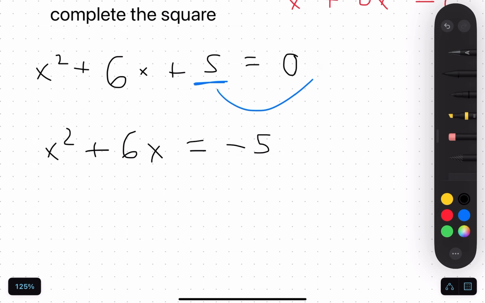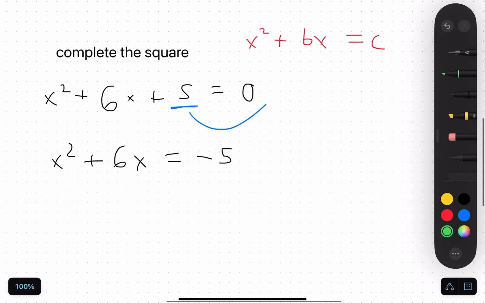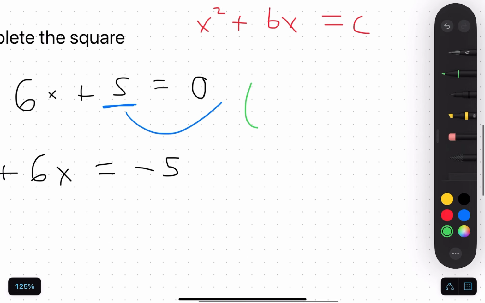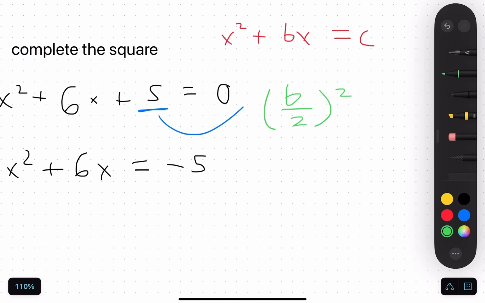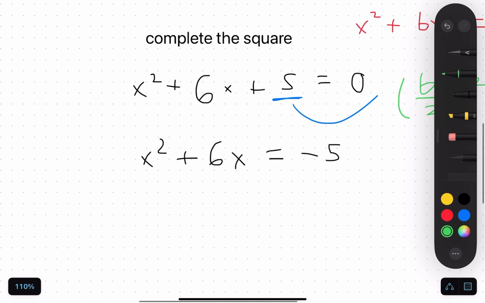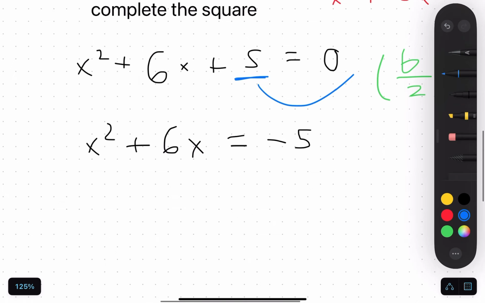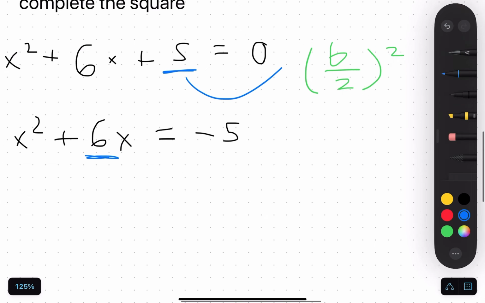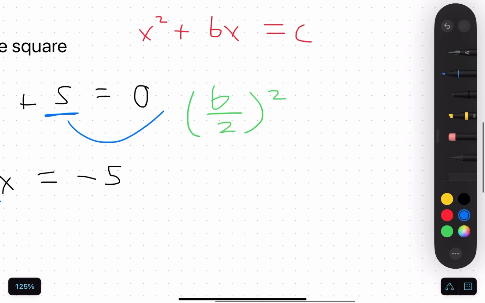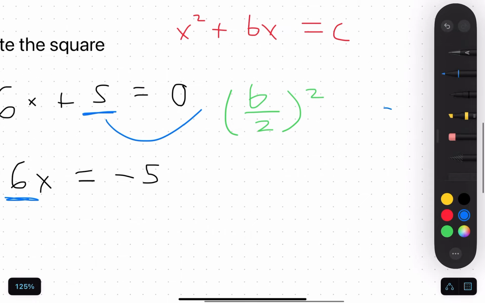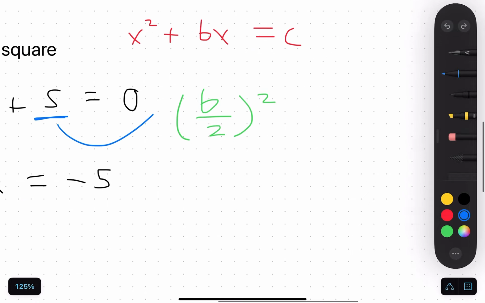To find the constant, we have to follow this formula: b over 2 squared. Now, let's identify what b is. Where is b over here? It's 6. b is 6. b is the coefficient of x. So we just substitute it here.